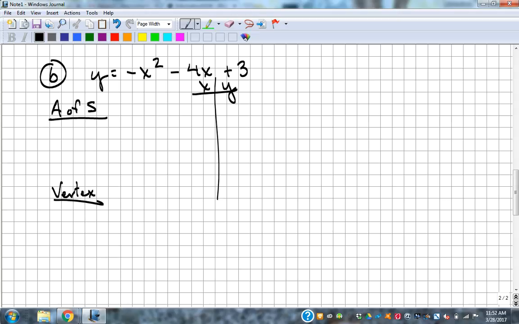Okay? So what's the first thing that we should do? a, b, and c. You've got to know a, b, and c. What's a? -1, b, c, +3. Okay? Axis of symmetry: -b over 2a. So the opposite of b, that's what -b means. So if b is -4, then what should be on top? +4 over 2 times -1.